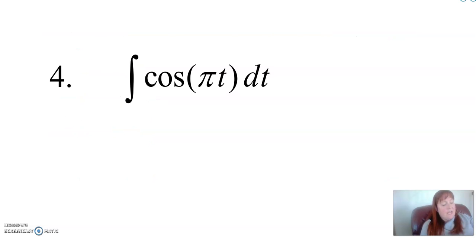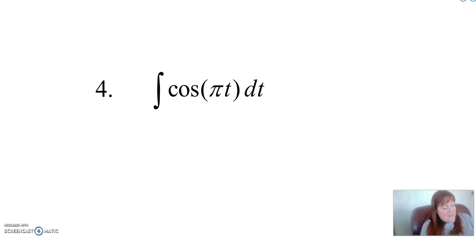Now, here's the thing. Anytime you see anything other than x inside of there, or t, or just one variable, we're going to have to use a u substitution, because this is like a function inside of a function, right? Pi t is a function. So we have to do a u substitution for this one.